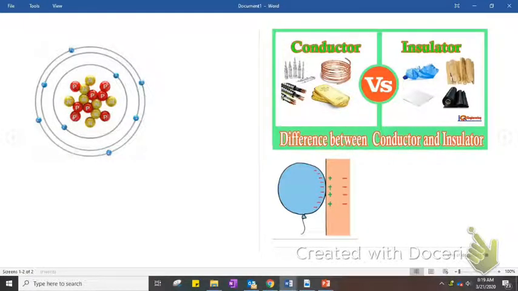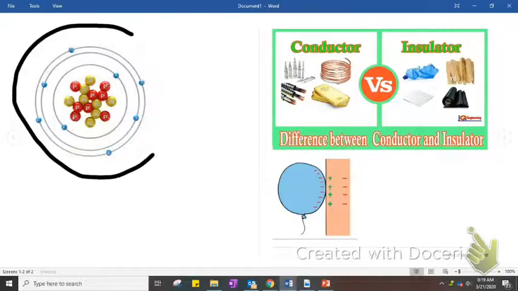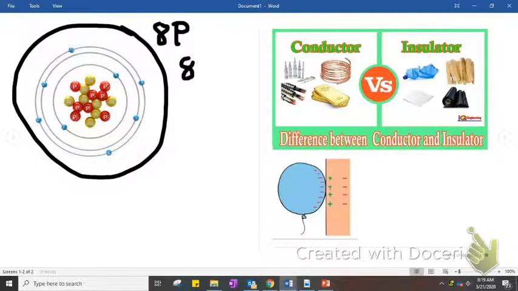Okay, so let's talk about the static electricity experiment. We're going to start with atoms. This right here is an oxygen atom. Oxygen atoms have 8 protons. This oxygen atom also has 8 electrons and 8 neutrons. The protons and neutrons are gathered together in the nucleus.